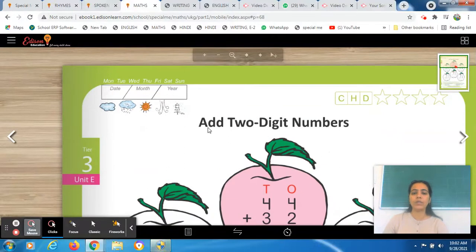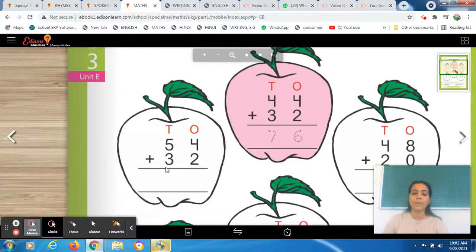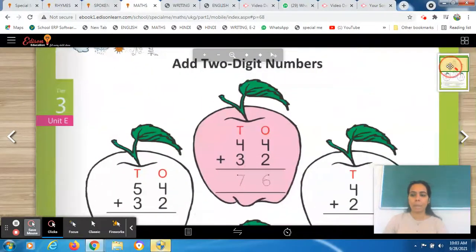Okay, so as you see over here, the caption written is add two digit numbers. So if you see this worksheet carefully, in each apple there are two digits over here. So we have to add these sums. We have to find two digit numbers by adding all those numbers, right? So firstly complete this task, then we will continue with this.